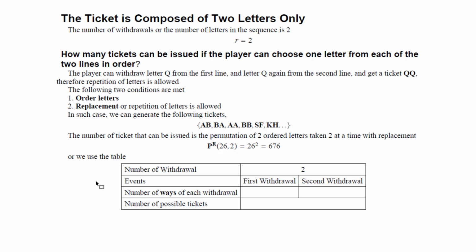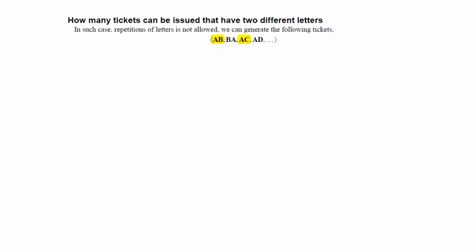Or we can use the table to know the number of possible tickets. Here we have the first withdrawal, and for the first withdrawal we have 26 letters we can withdraw from, and for the second withdrawal again we have 26 letters we can withdraw from, and the number of all possible tickets is 26 times 26, which is 676 again.